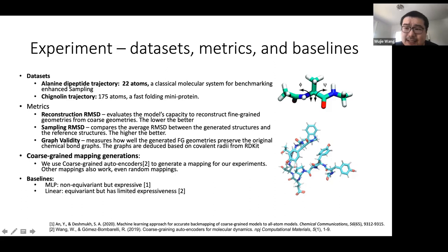I haven't studied carefully the effect of mapping, but as long as you group fine grain nodes that are close together into one single cluster, the results are usually pretty good. But it's a research direction one can go into to carefully study the effect of mapping. Yeah. And what I think is important, like how do your baselines work?